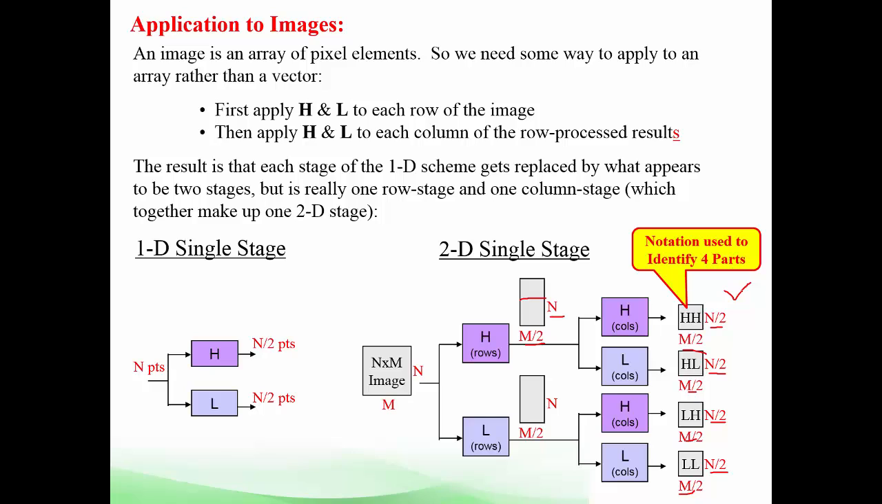Okay? And notice the notation that I use. So this one I call HH. Why did I call that? Because its path went H, H. This one I call HL because its path went H, L. This one I called LH because its path was through L, then H. And the last one I call LL because it went through L and then L. It went through L and it lived to talk about it. Sorry for the bad pun there. Okay, so that's one stage.